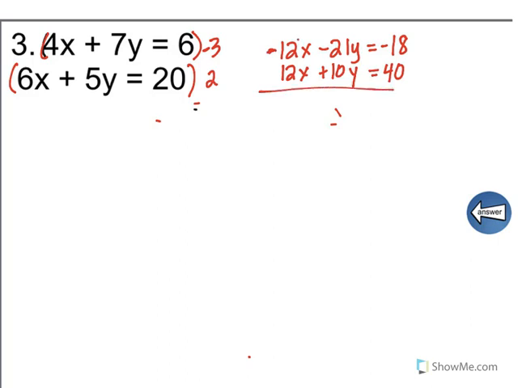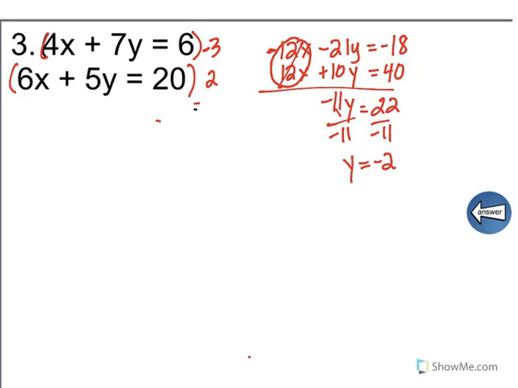When I combine, the x's will cancel out because negative 12 and positive 12 will cancel out. Negative 21y plus 10y is negative 11y. And negative 18 and positive 40 is going to give me positive 22. Divide everything by negative 11. And I get y is equal to negative 2.